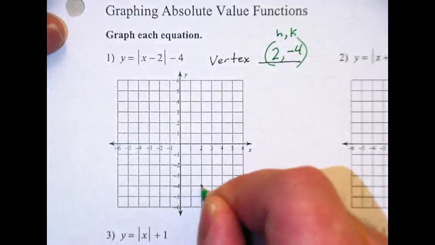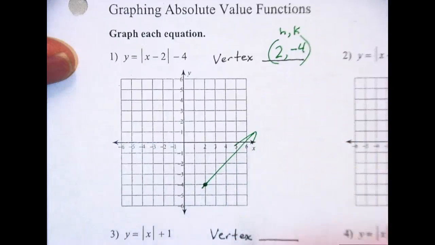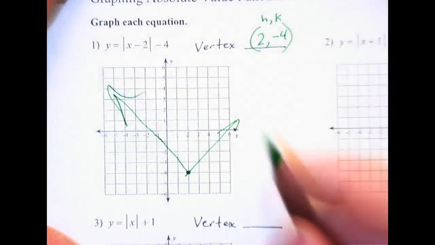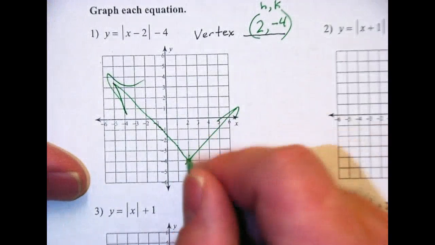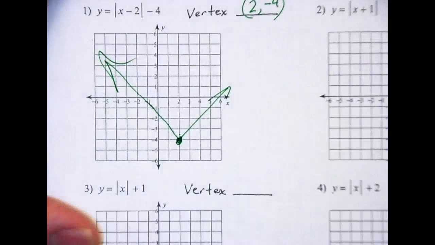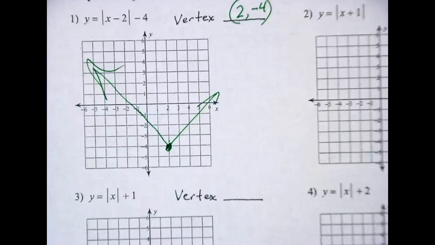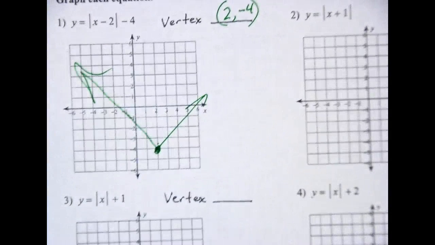So the vertex is the bottom point. Okay, and all of them today that we're dealing with are going to open up. So all I'm going to do is just sketch in a line. Now, the only points that are really accurate are the vertex here. That's it. That's all I'm worried about for this sheet. Later on our assignment today, we'll worry about the other points. Okay. All right.